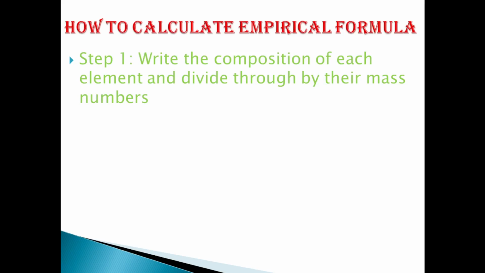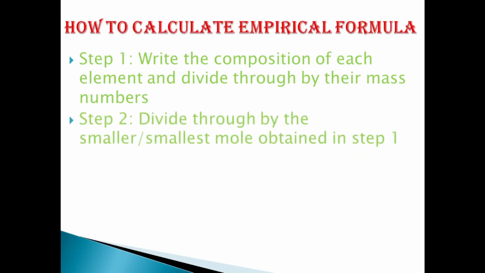So the first step is to divide the masses given to you by the mass number of each of the elements in the question. Don't worry, we are going to solve some of them. Now, after getting the moles, how do we get moles? The first step will give you the moles. Mass over molar mass, that is the formula used to calculate mole. So the mass given to you over the atomic masses of each of the elements will give you the moles.